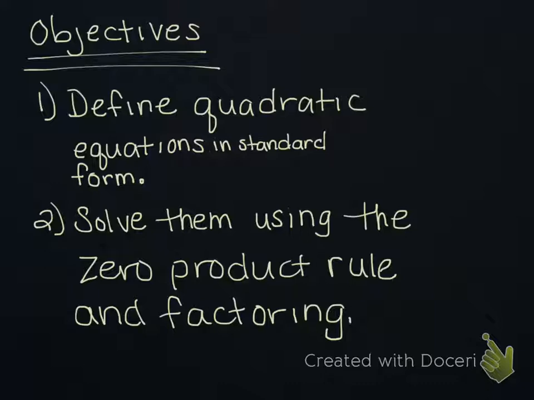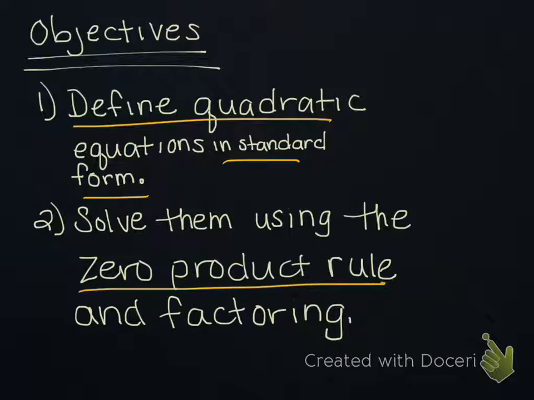So the first thing we want to do is talk about our objectives. We're hoping to be able to define a quadratic equation and write it in standard form. And we're also hoping to understand the zero product rule so that we can utilize it with factoring to solve equations. So that's what we're going for. What is a quadratic equation? How do I write it in standard form? How can I use the zero product rule in factoring to solve those equations?